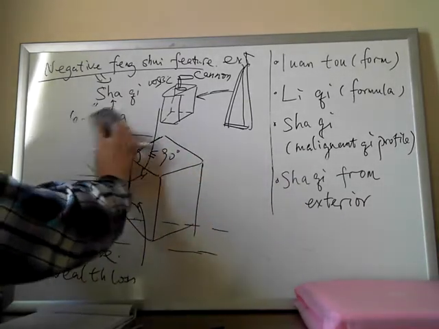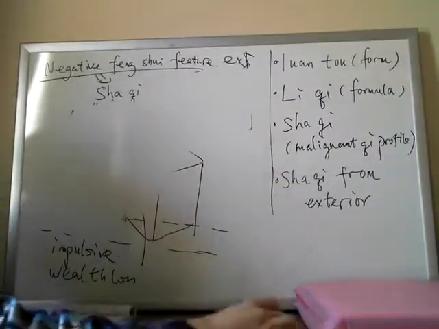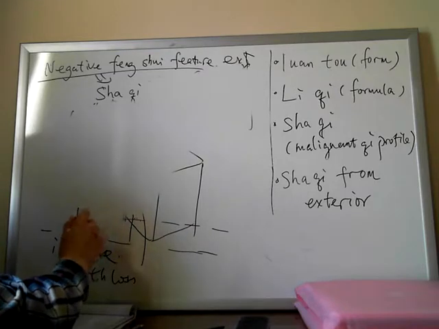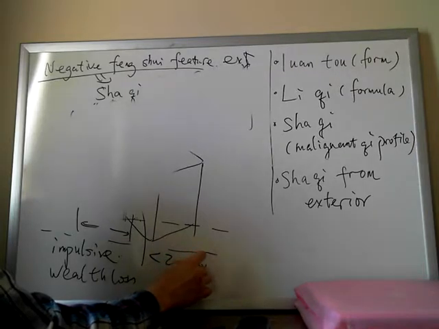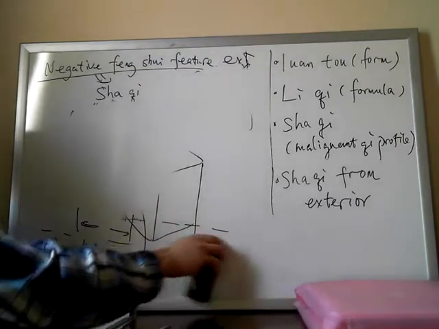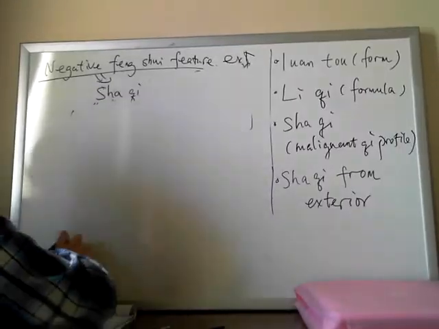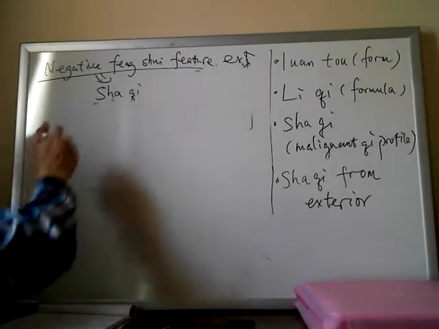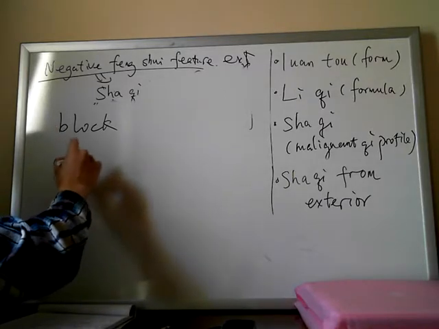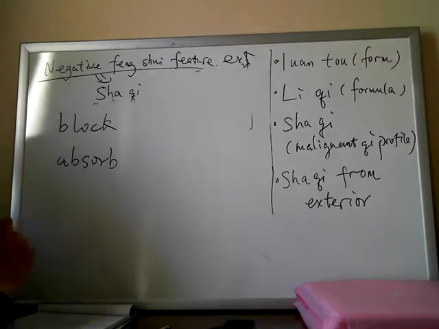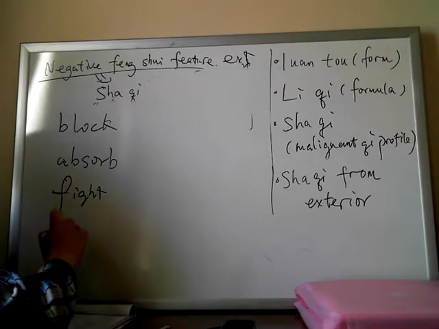Okay, this is the second example. And again, the distance between them usually has to be less than 200 meters. There are four basic feng shui remedies. They are called block, absorb, fight, and escape.